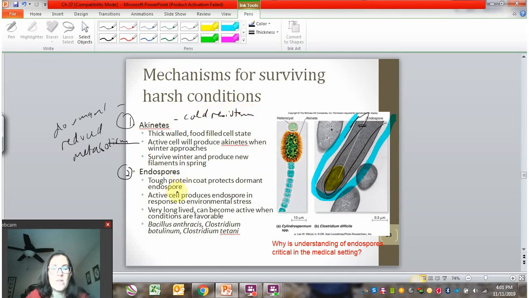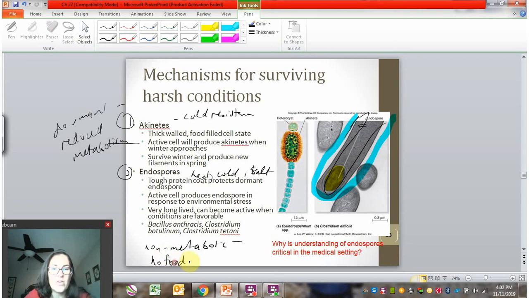What's really unique about the endospore is that it's heat, cold, temperature, salt resistant. It's resistant to a lot of different stuff, and it is non-metabolic. So it doesn't store food the way an akinete does.